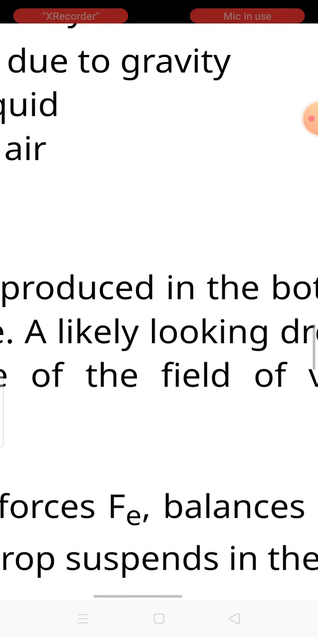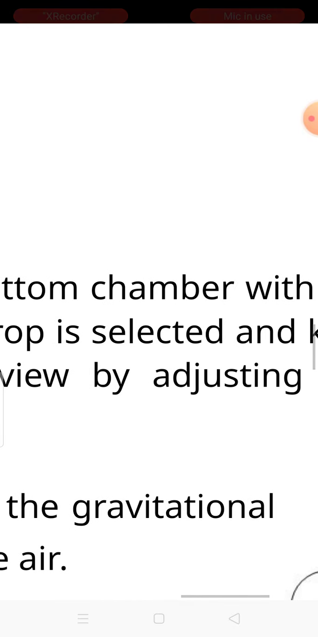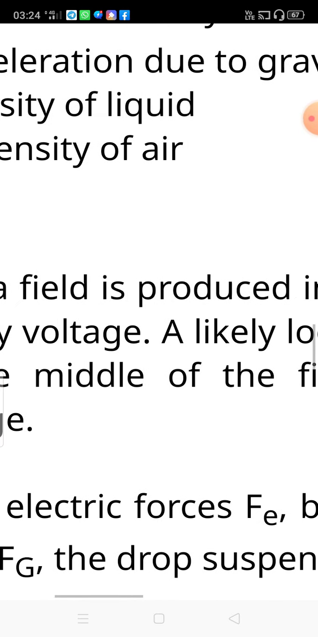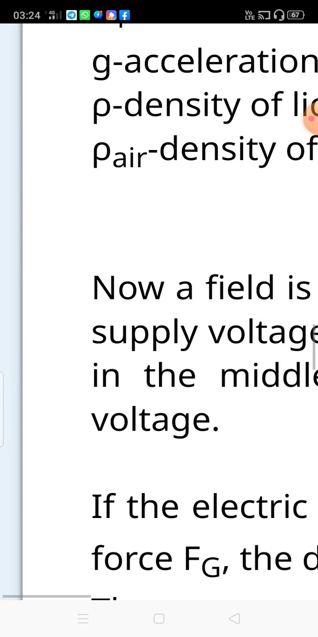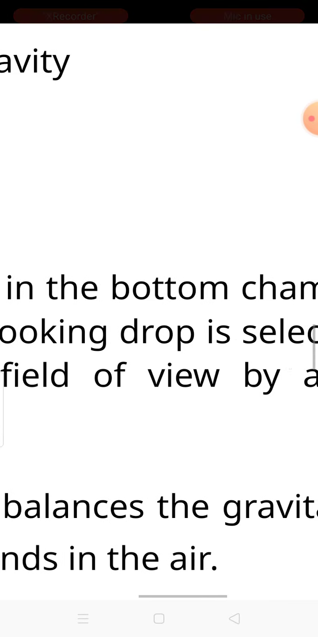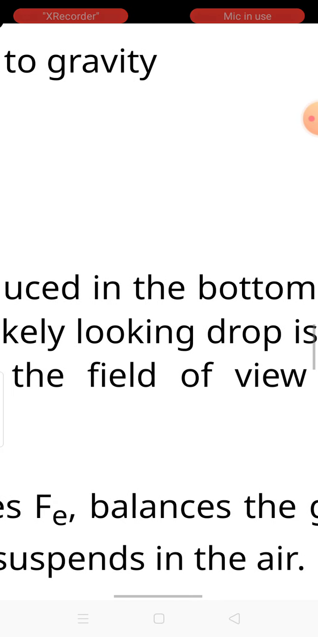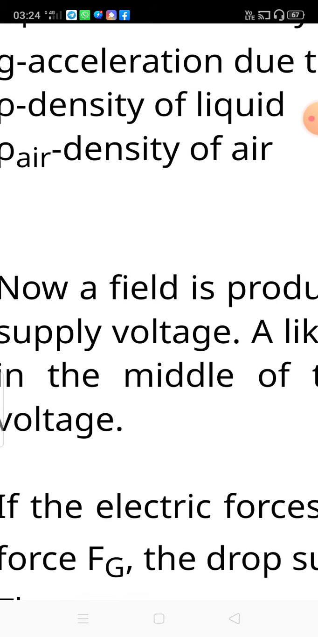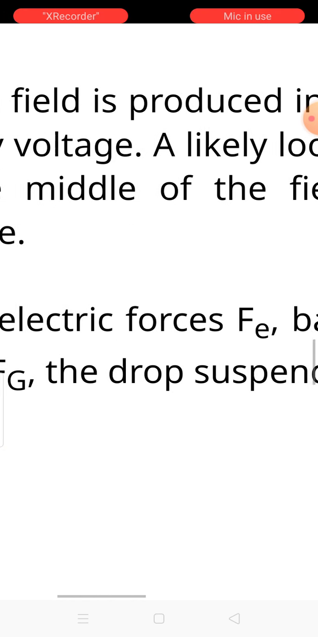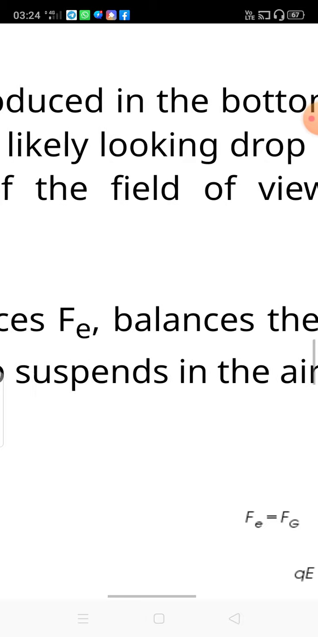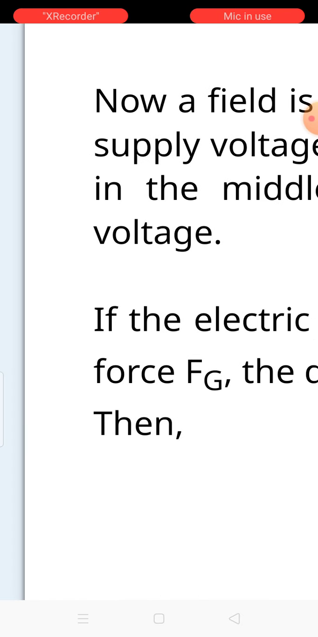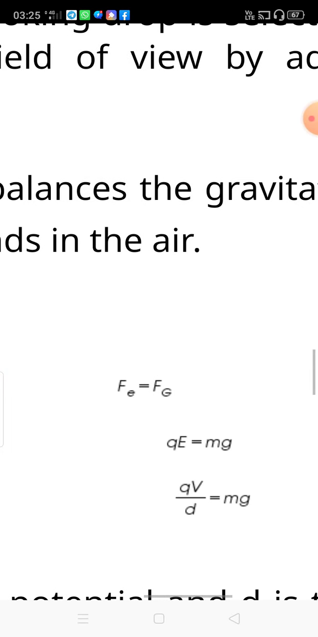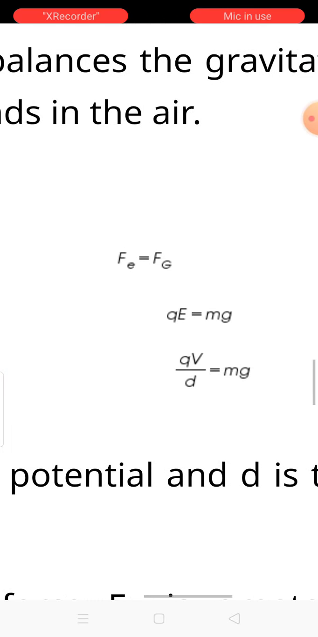Now an electric field is applied in the bottom chamber with the supply voltage V. A suitable looking drop is selected and kept in the middle of the field of view by adjusting the voltage. If the electric force Fe balances the gravitational force Fg, then the drop is suspended in the air. Then finally we get Fg = Fe, that is, QV/d = mg.